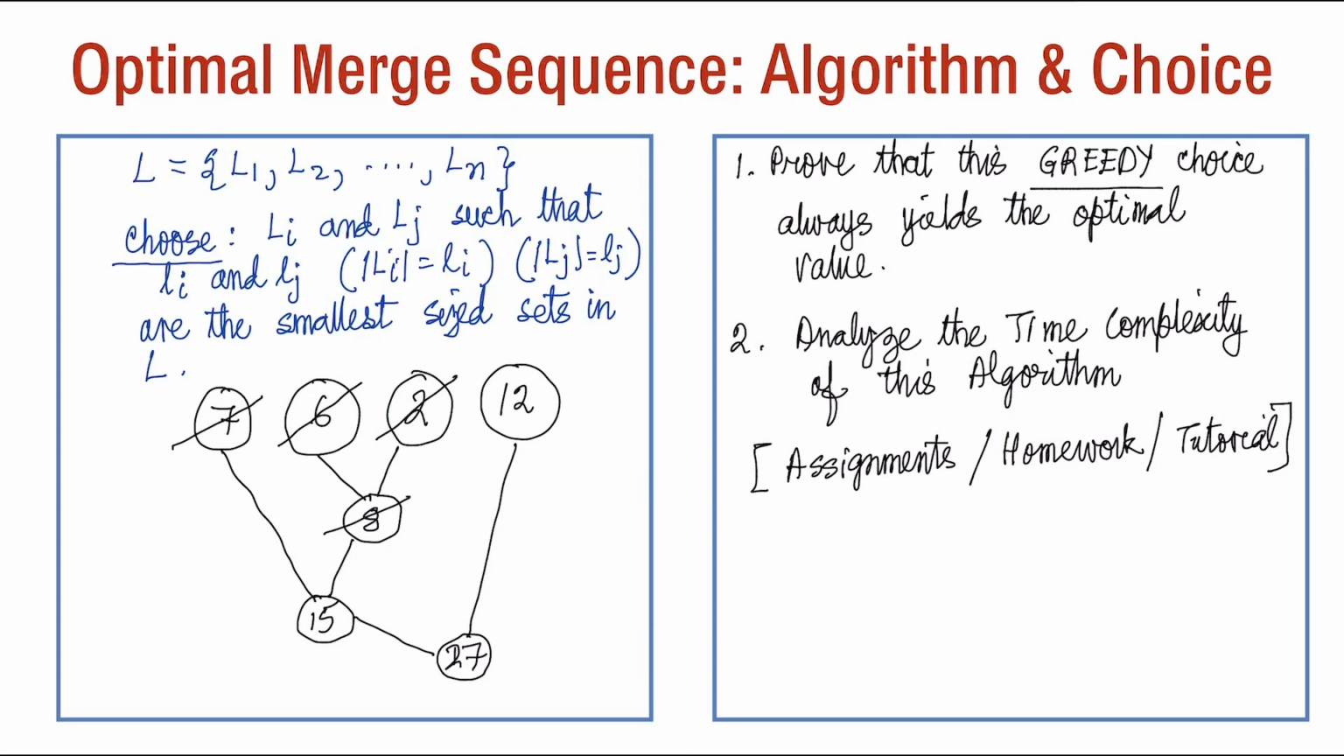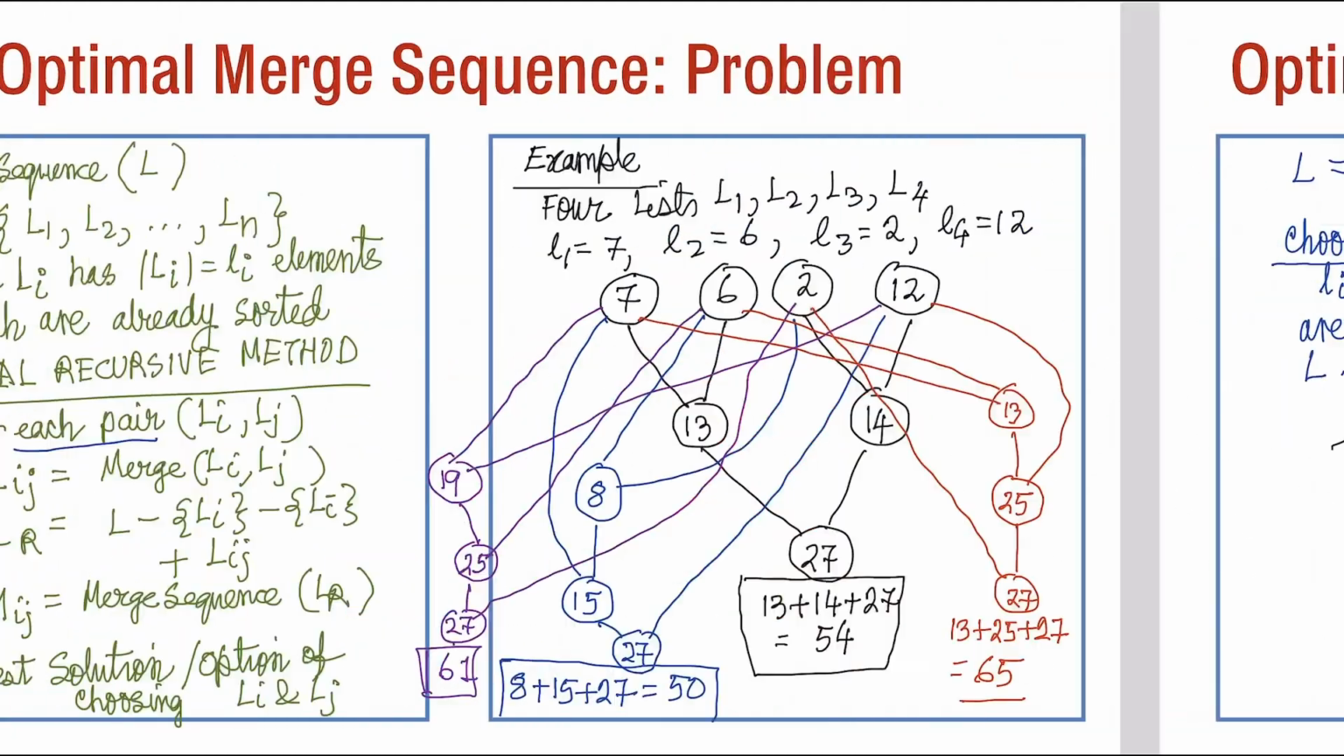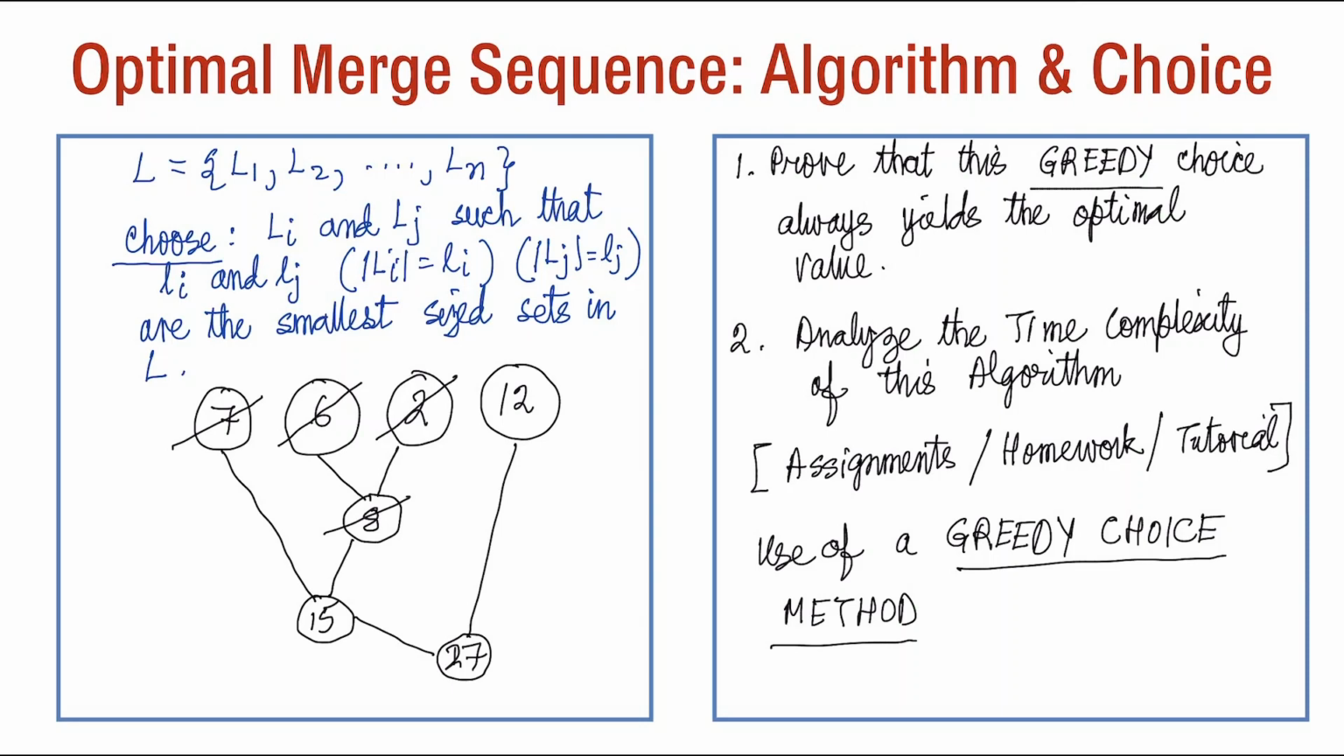So here is an algorithm where we have got a use of a greedy choice method. Though we started with a divide and conquer method, by looking at various general recursive options to find the best solution, we realize that a greedy choice is optimal subsequent to the proof that all of you convince yourself to do.